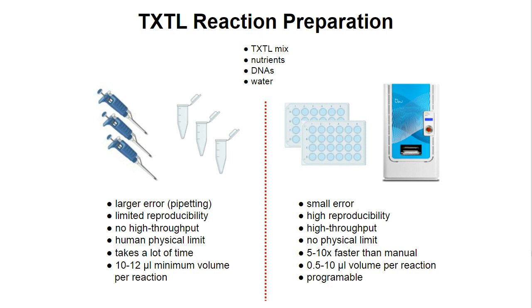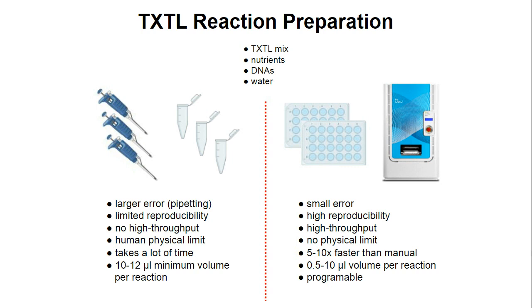Of course, you cannot do high throughput work when you use manual pipettes. There is a human physical limit. You are not going to do hundreds of thousands of reactions by hand in a day, or even in a week. And it takes, at the end, a lot of time. And finally, because of the pipette minimum volume, your cell-free reaction has a typical volume of 10 to 12 microliters.